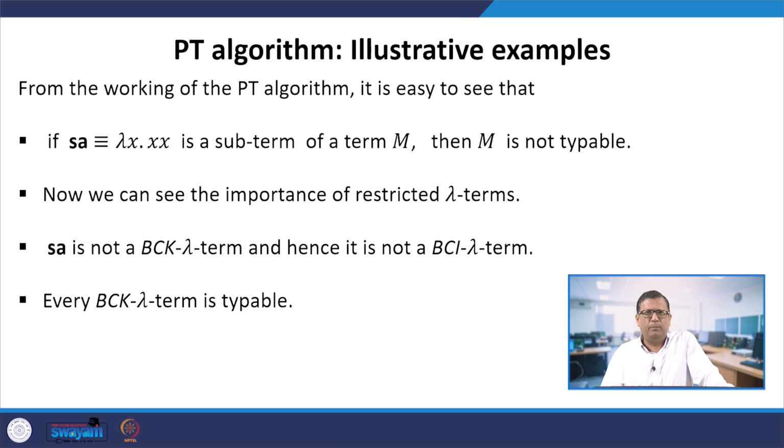That means if I have big omega, so big omega is SA, and we know beta reduction will lead to SA only, infinitely many times this will come. So that means obviously we know SA is not typeable, then big omega will also not be typeable.